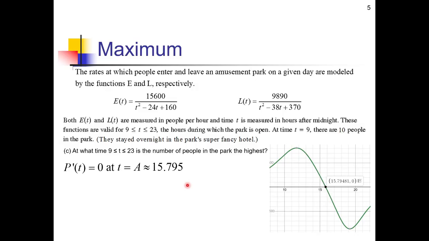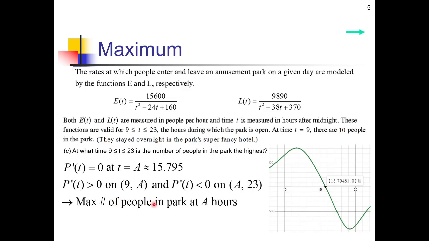So to justify this and kind of bring it home for us, what we can write on this one is that P prime of t is greater than 0, positive, on the interval from 9 to A that we just defined here, and P prime of t is less than 0, negative, on the interval from A to 23. Since P is increasing until we get to A and then decreasing afterwards, by definition, that means our absolute max must occur at time A hours, which is 15.795 hours, which is somewhere between like 3 and 4 p.m.